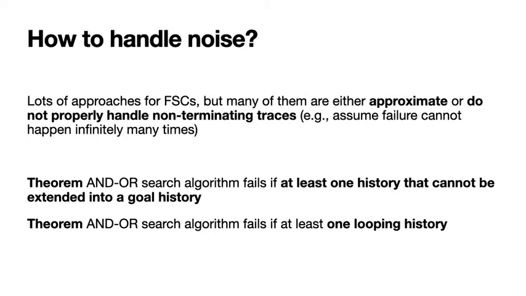And indeed, you can show that a very popular AND/OR bounded search algorithm fails if at least one history is there that cannot be extended to a goal history. And again, this algorithm fails if there's at least one looping history. So in some sense, just taking a deterministic algorithm and somehow determinizing the problem domain might be one way to solve it, but there is no way to exploit the probabilities. There is no way to exploit the trailing probabilities on looping, and this is why it makes sense to think whether we want to have a slightly more robust algorithm in the presence of noise.